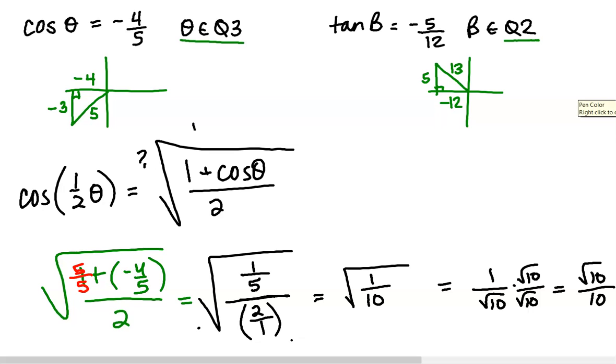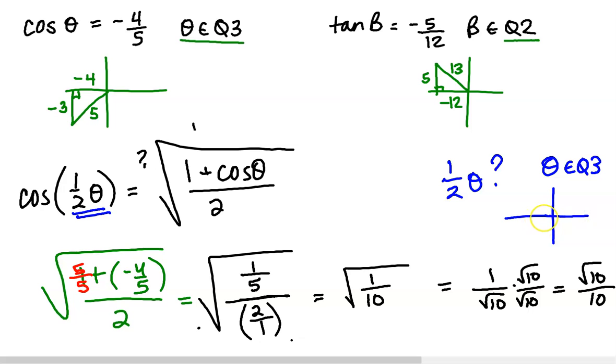Now, this is tricky. We need to figure out where this angle is. So we need to figure out where half theta is. Well, okay. They said theta itself is in quadrant 3, right? So think about this. If you have an angle somewhere in here, you know that that angle is going to be bigger than 180, but less than 270. If I need to figure out where half theta is, just divide each of these by 2, right? That'll tell me. So theta over 2 would be between half of 180, which is 90, and half of 270, which is 135.